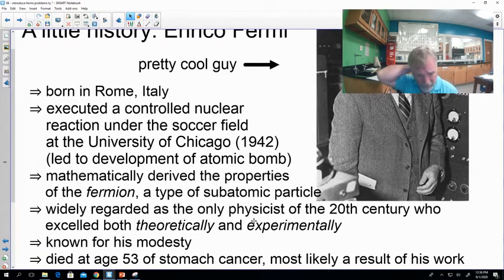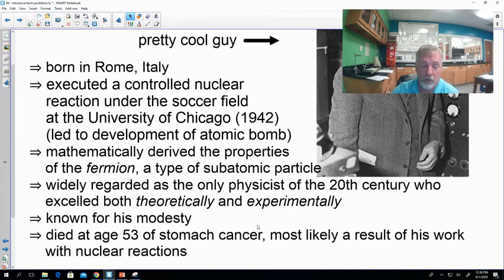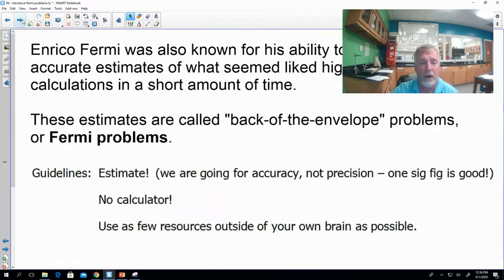And you might have heard this. A lot of the early scientists in chemistry and physics, especially in the early 1900s, before we really had a good understanding of the risks of radiation, often died of radiation poisoning because they didn't know that they were putting themselves next to something that was dangerous. All right. So that's a little bit of background on Fermi.